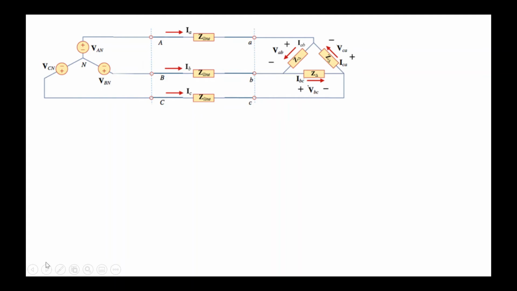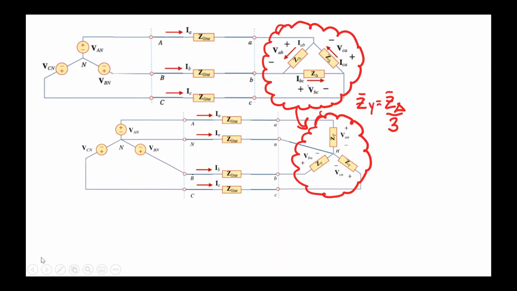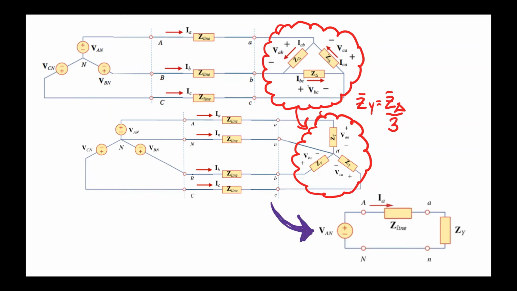Let's recap our strategy for solving Wye-Delta problems. We're going to take a Wye-Delta circuit and convert it to a YY circuit using a ZY to Z delta conversion. That means that ZY equals Z delta divided by 3. Once you have that YY equivalent model, you use a single phase equivalent model where you draw a short between the neutrals and you solve on that single phase equivalent model and extrapolate it back to the original three-phase model.